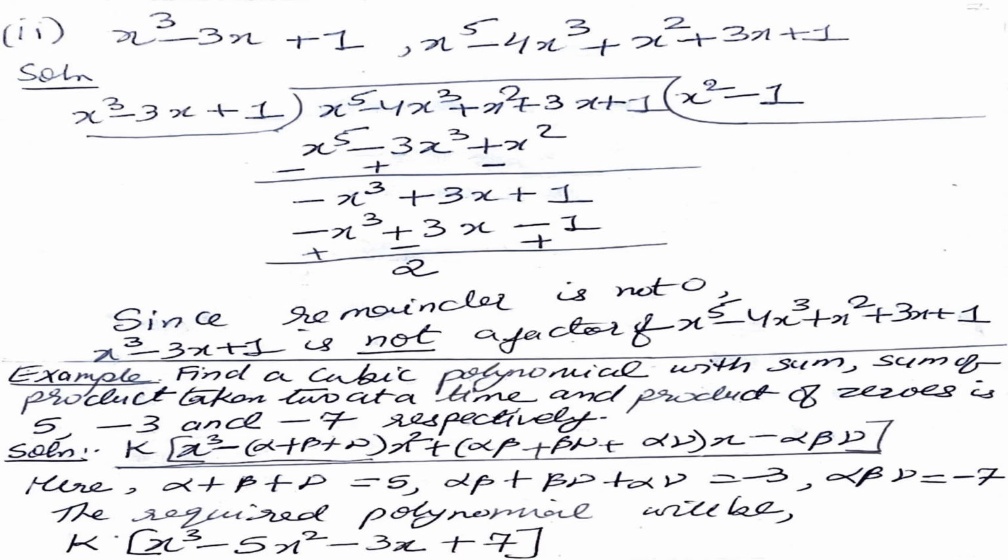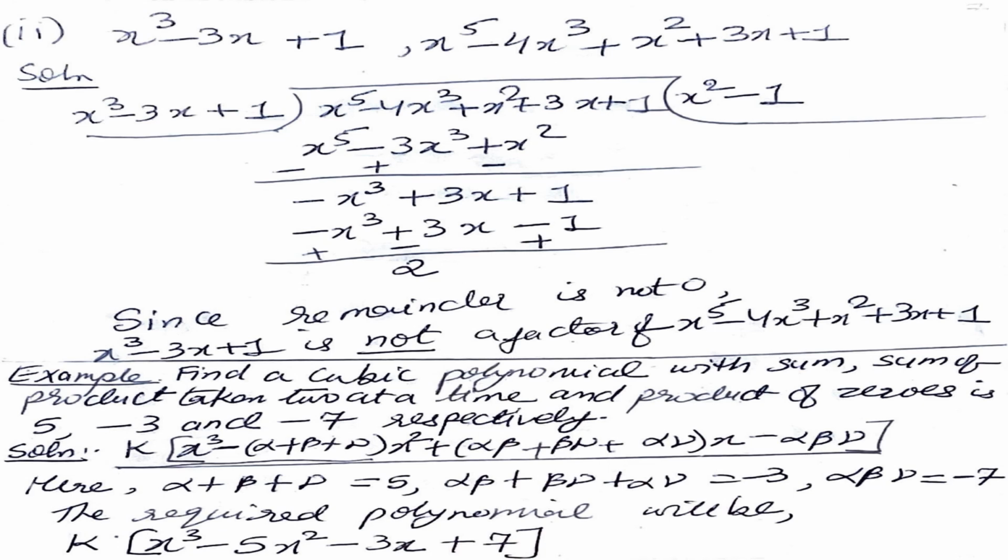Now in the second case, we have x raised to 5 minus 4x cubed plus x square plus 3x plus 1. We divide by x cube minus 3x plus 1. Now after carrying on the division, we get the remainder as 2. Since the remainder is not 0, we can say that x cube minus 3x plus 1 is not a factor of x raised to 5 minus 4x cube plus x square plus 3x plus 1.